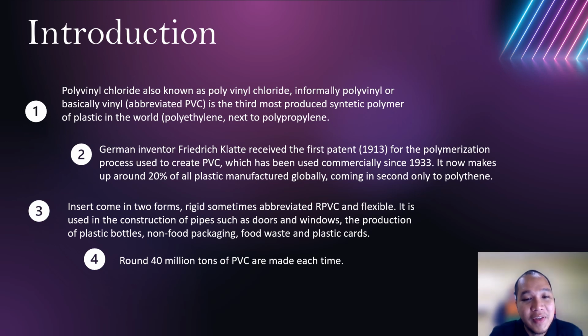polyethylene. PVC comes in two forms: rigid, occasionally shortened as RPVC, and flexible. The rigid form of PVC is used in construction for pipes and in profile applications such as doors and windows. It's also used in making plastic bottles, non-food packaging, food-covering sheets, and plastic cards, such as bank cards or membership cards. So about 40 million tons of PVC are produced each year.